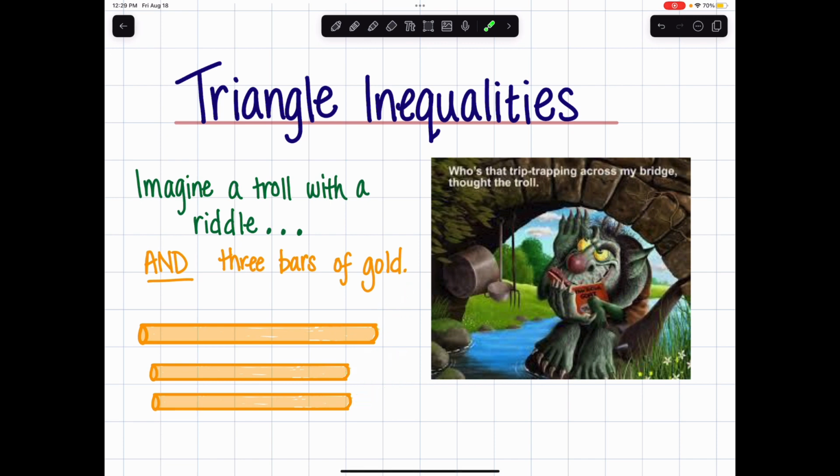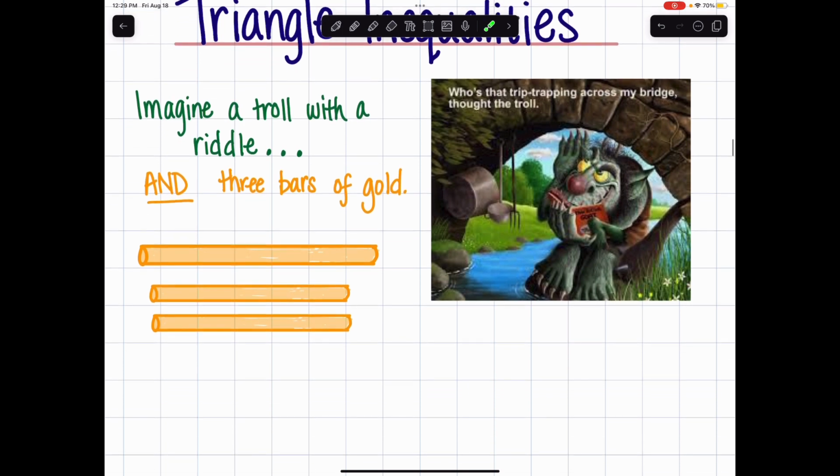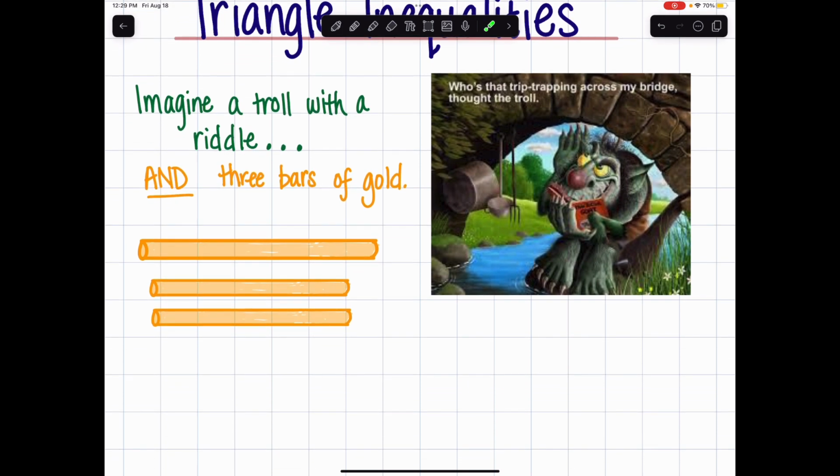Now he says to you, you can either have 1 bar of gold or you can have 2 bars of gold, but you have to get the most gold that you can. Would you choose 1 bar or would you choose 2 bars? And he can make a triangle out of these bars of gold. So that's the information you know. That's the riddle. He can make a triangle by arranging the bars of gold. And you have to choose whether you're going to take 1 bar or 2 bars. And you have to get more gold than him.